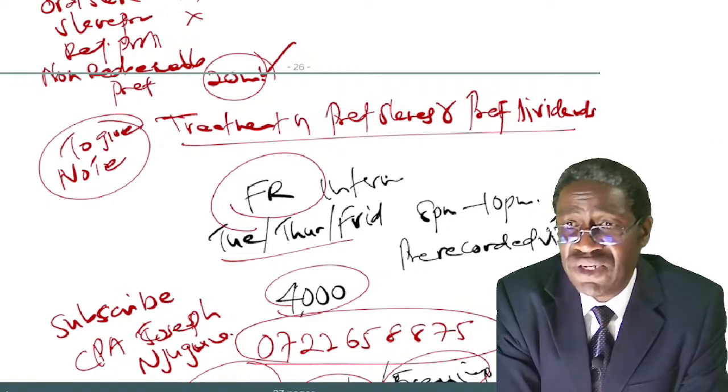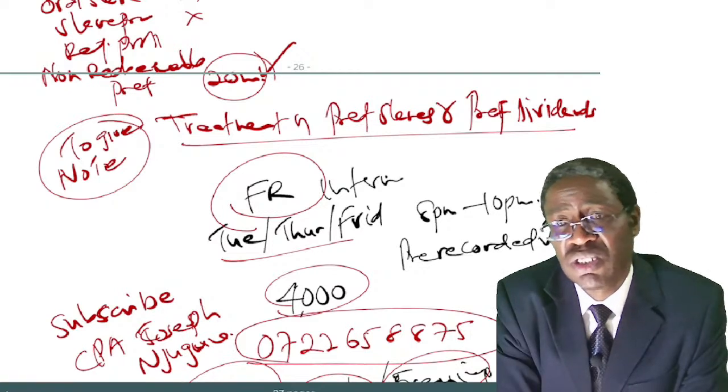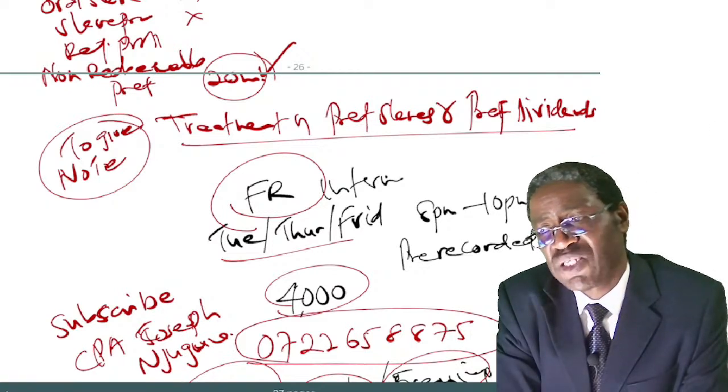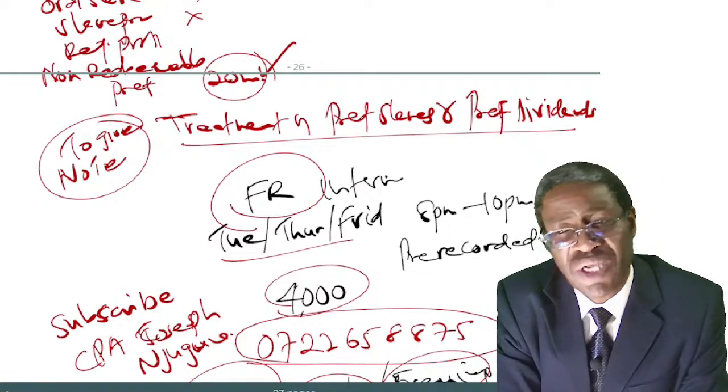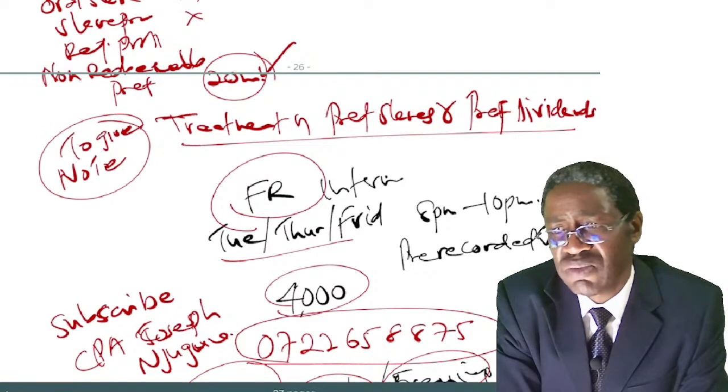So tomorrow I'll finish the summary notes on treatment of preference shares and preference dividends. Then I talk about more other things in the income statement. We are not through yet with the income statement. There is that deferred tax to talk about and so on.